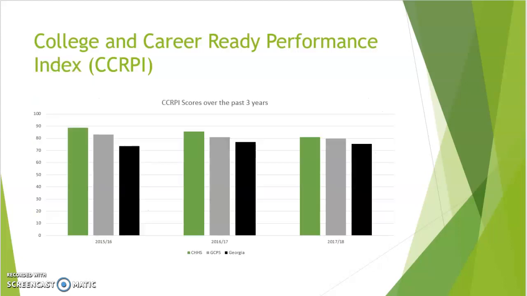So as you can see here, Collins Hill is in the green, Gwinnett County is in the silver, and Georgia is in the black. We at Collins Hill were at a high in 2015-16 at almost 90%, and we have decreased the last 2 years down to around 85%, and then last year at 83%. Now we have remained ahead of the state of Georgia and the Gwinnett County public schools.